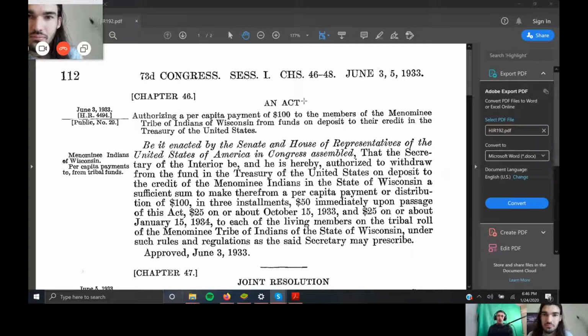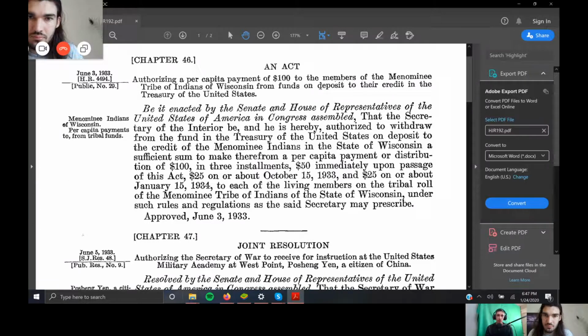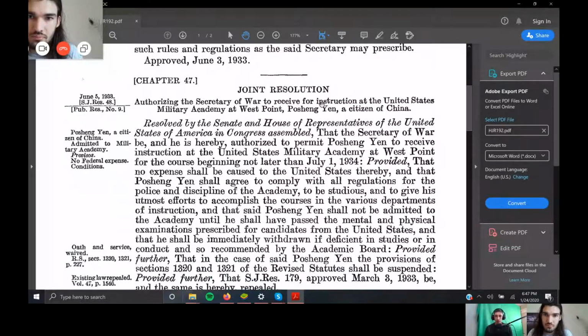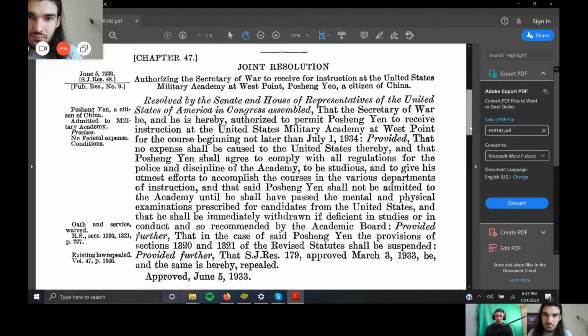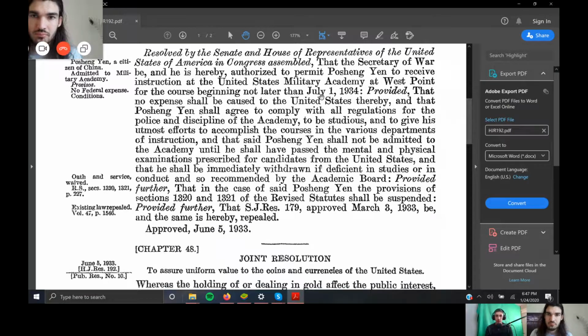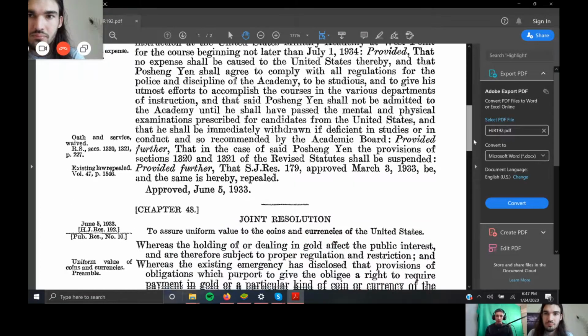So see the 73D here. This is like the subsection. This is the first session of Congress, June 3rd and June 5th, 1933. And so this first beginning here, they always start with a payment. So they had to pay these tribes right here. The joint resolution is authorizing the Secretary of War to receive instruction at the West Point Academy. So this part right here is just having to do with West Point. And we're going to go here. This is the important part.